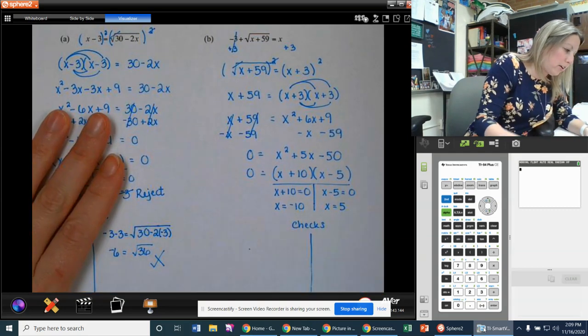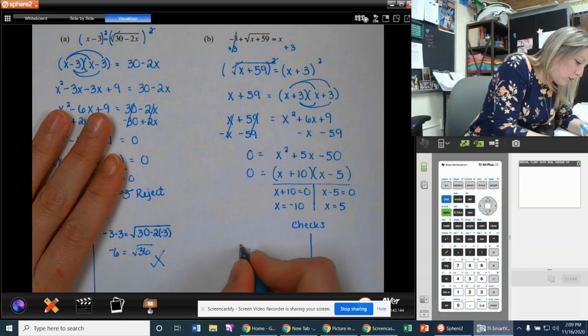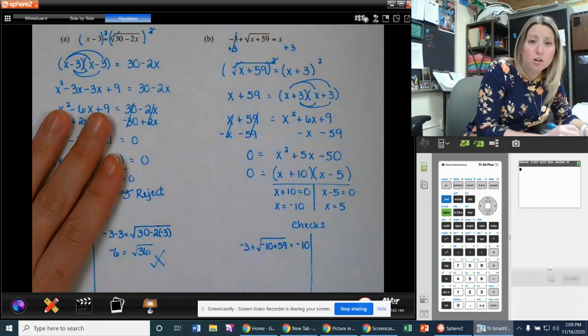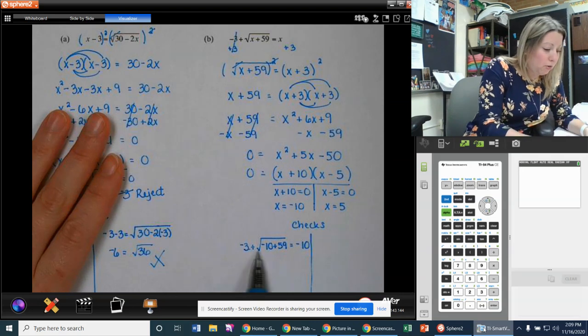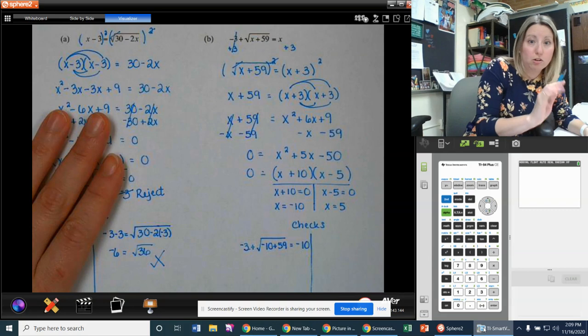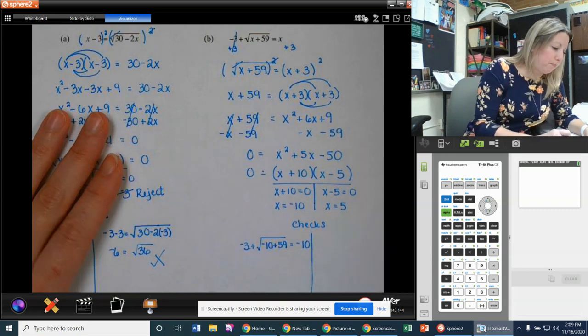Negative 10 is what I plug in for x. My equation starts with negative 3 over here plus the square root of negative 10 plus 59 equals negative 10. Okay, so I'm going to have to check that because I don't have a radical alone equal to a negative number. So I am going to have to check and make sure that that actually works out.